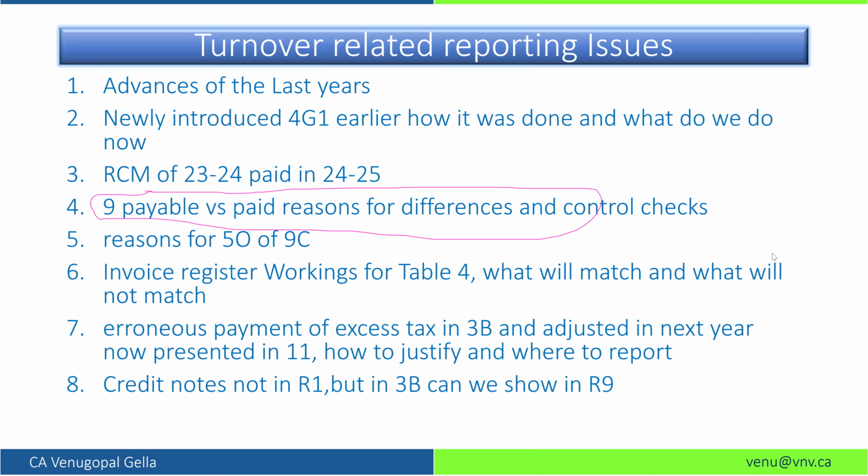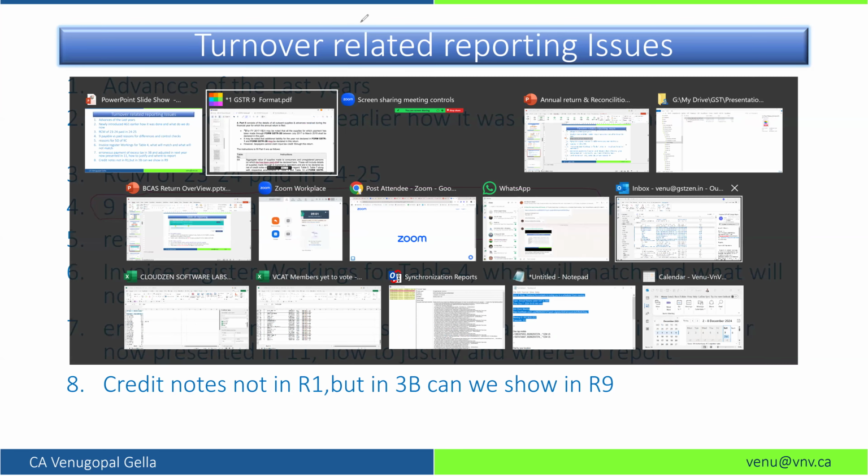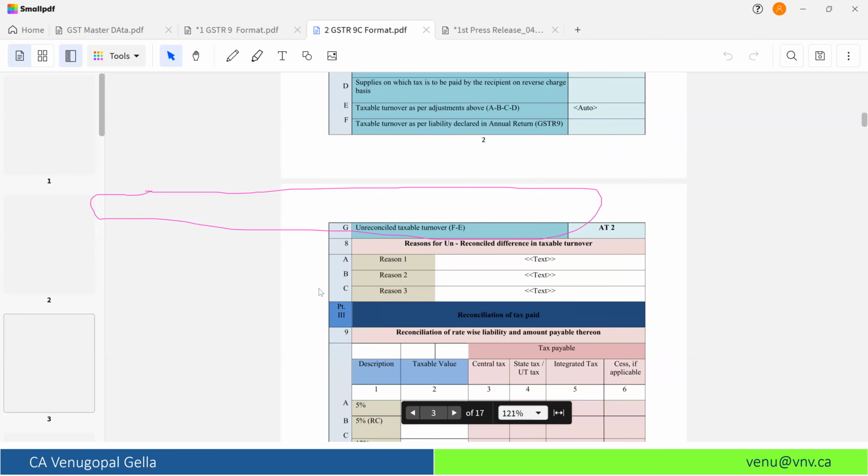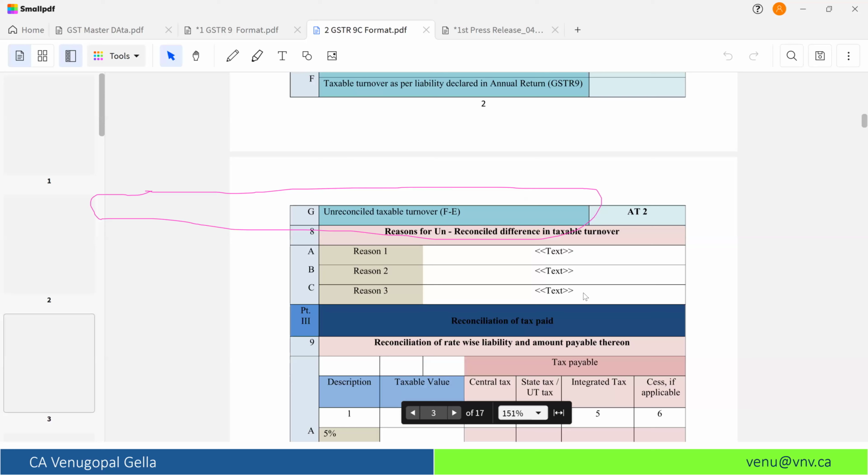No problem. Let me open the instructions for 9C. Look at your 9C table 7. So table 9, sir, not 7, sir. First match 7, then we will go to 9.